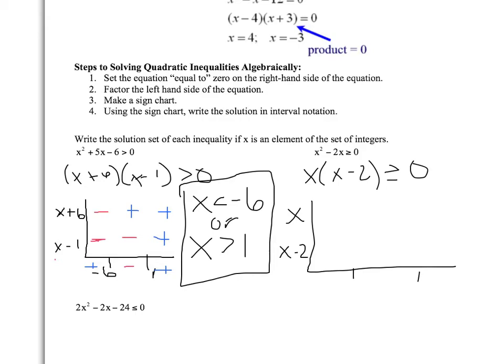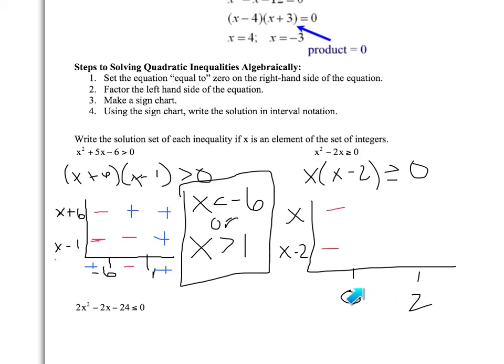When I set x equal to 0, you get x equals 0. When you set x minus 2 equal to 0, you get x equals 2. Notice again on the bottom of my sign chart, I do go from least to greatest. Now I choose a number less than 0. So maybe I choose -1. When I plug it into the first factor, I get a negative answer. When I plug it into the second factor, I also get a negative answer.